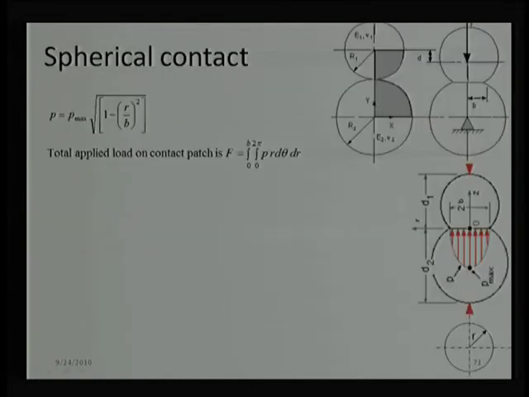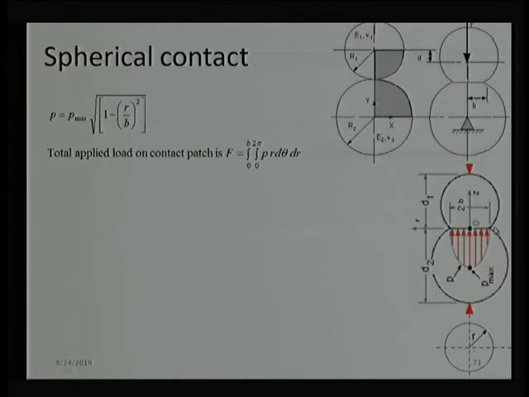Now, we are able to see there is a parabolic variation, and we can take this as an assumption. So, the pressure distribution in a contact can be given as P equals P max square root of 1 minus (R by B) squared. B is the maximum value of R. R starts from 0, as shown over here.